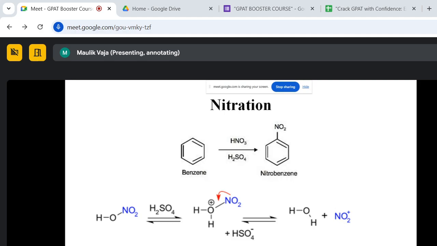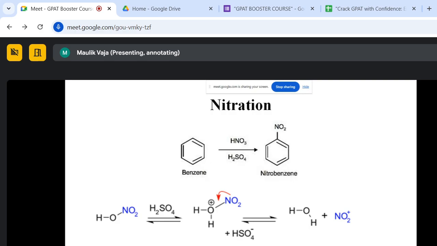Now the second step, the electrophile reacts with the aromatic ring to generate the arenium ion. This positively charged ion is called the arenium ion. This NO2 plus electrophile reacts with the aromatic ring to generate the arenium ion. And the last step is loss of proton. This proton is abstracted, and the aromatic ring is regenerated. Thus you will get nitrobenzene.